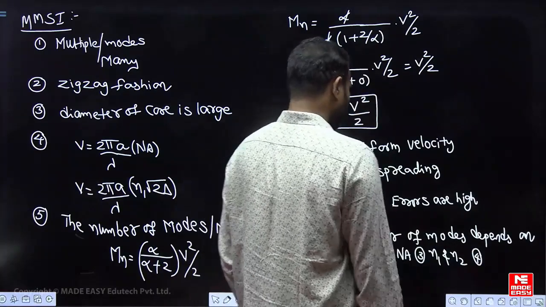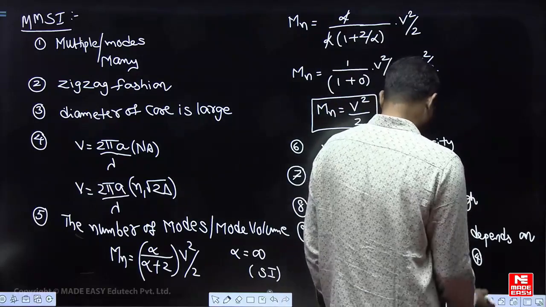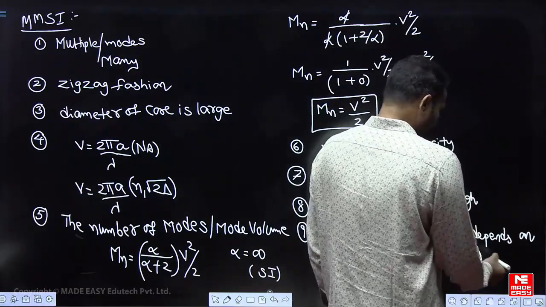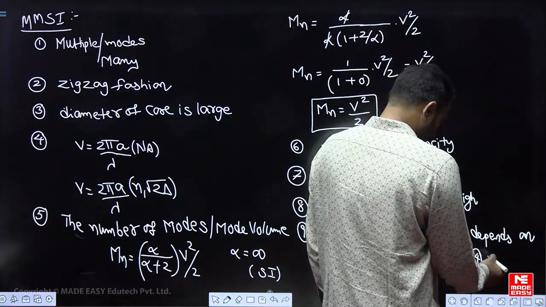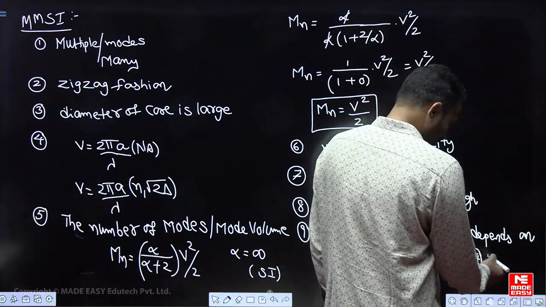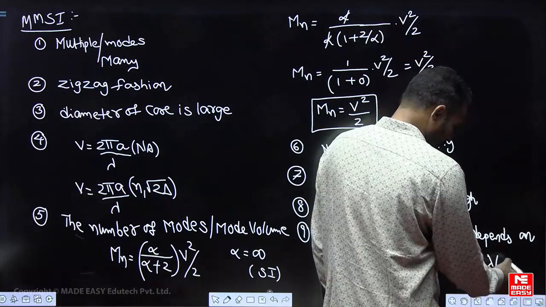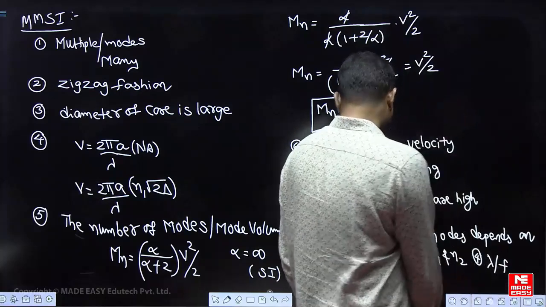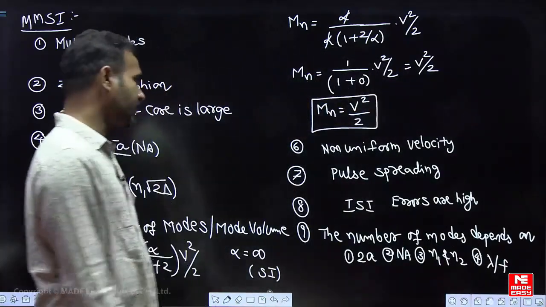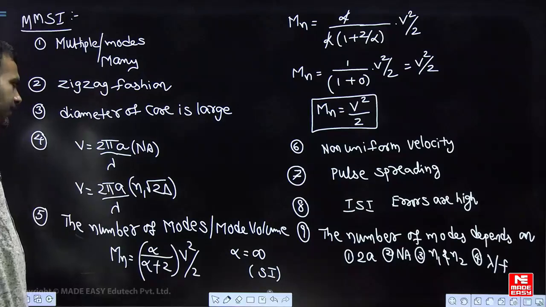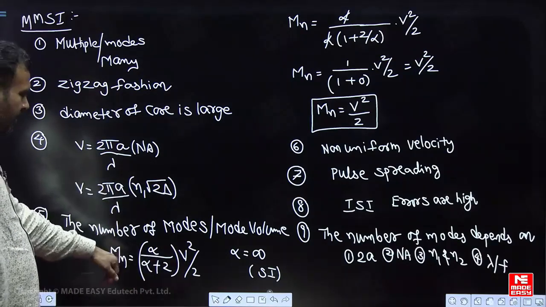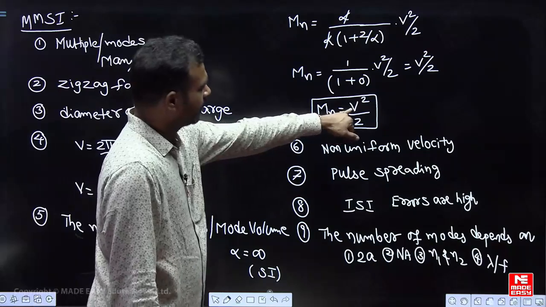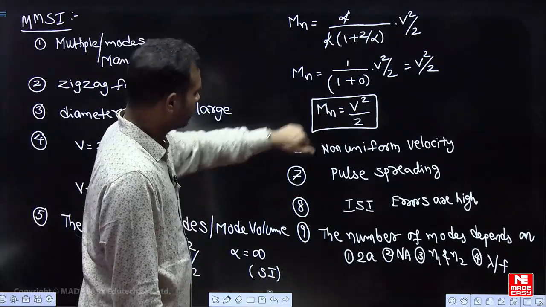The fourth one is the value of frequency or wavelength, which is given as lambda or frequency by a. So your number of modes depends upon these parameters. If you see here, the number of modes Mn is equal to V square by 2. If V increases, Mn increases.